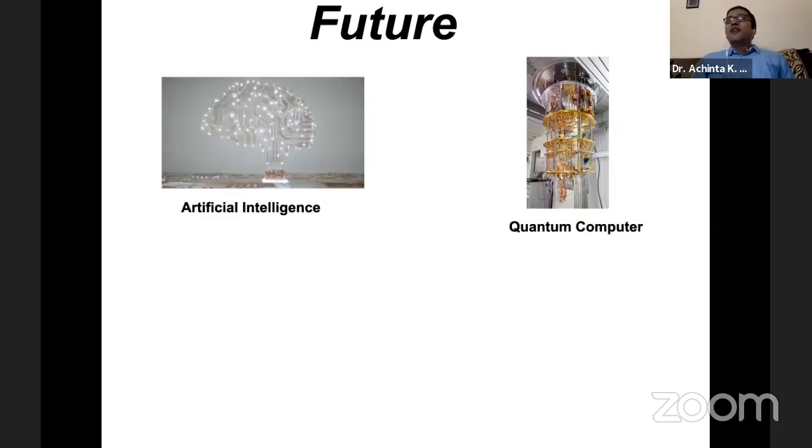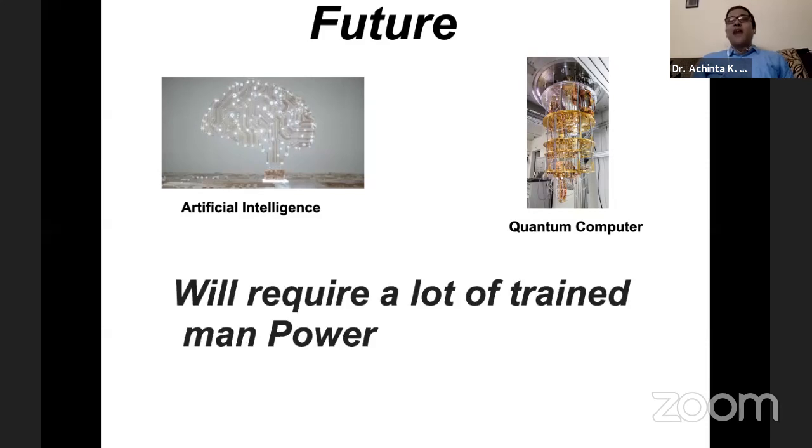But quantum computers and artificial intelligence will cause a lot of paradigm shift. Whatever we know, the computer programs we have, the theories we have are no longer going to work on these quantum computers. So we will need a lot of trained manpower to write new programs, develop new theories, and do new applications. So quantum computational chemistry is a field which has a great future, both in academia as well as industry, because many industries actually hire people to write those programs. So I think there's a great future in that.